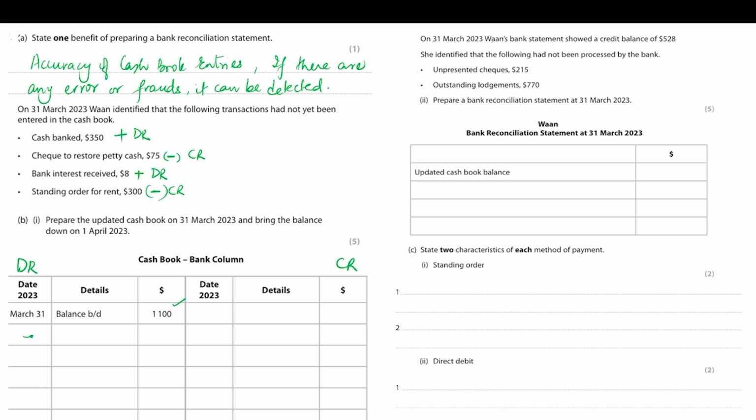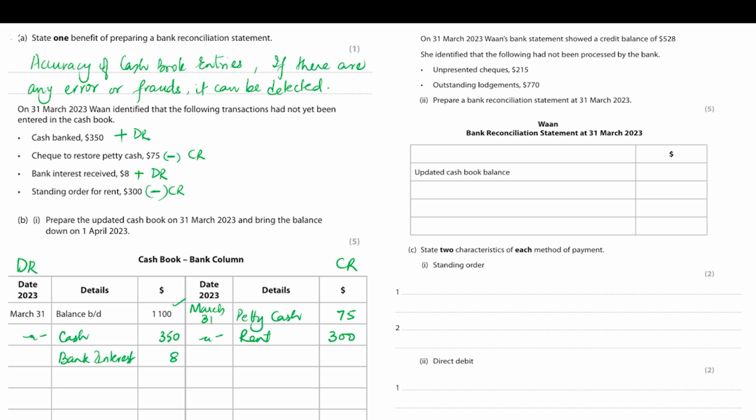Everything will be on March 31st only. And this is going to be cash 350, followed by check to restore petty cash. So you can write March 31st petty cash 75. And then we have bank interest received, bank interest $8. And then we have standing order for rent 300, so rent 300 on the same date.